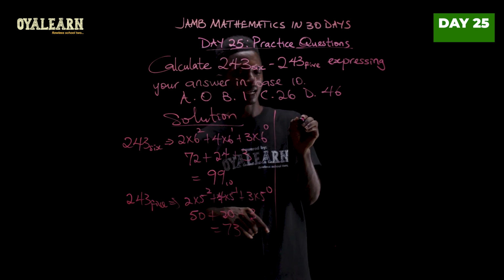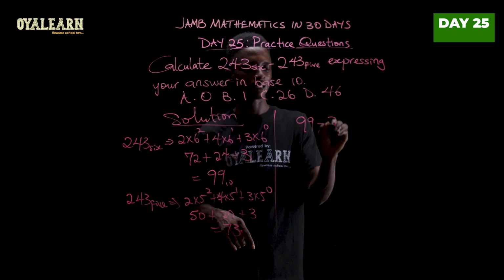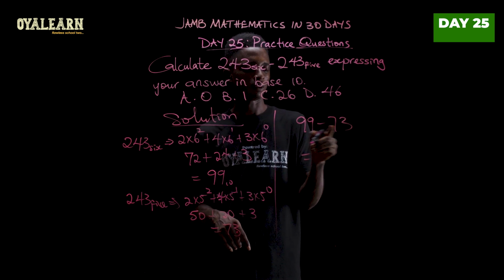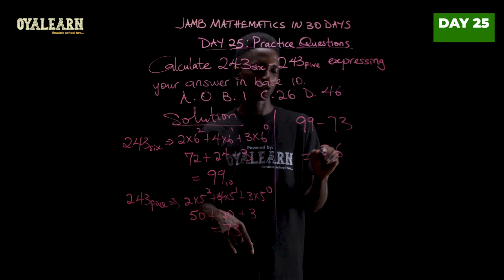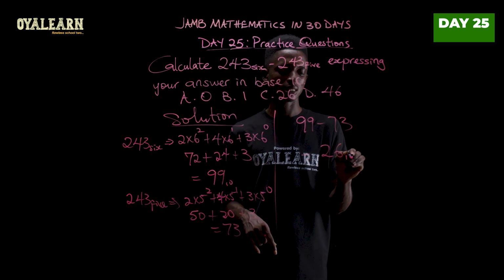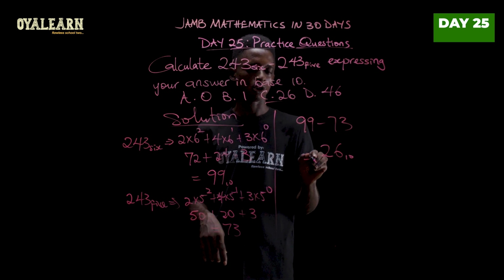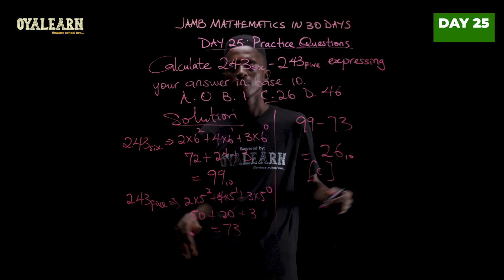So all we have to do now is 99 minus 73. And this will give us 9 minus 3, that's 6. 9 minus 7, that is 2. So our answer is 26 base 10. So we pick option C.